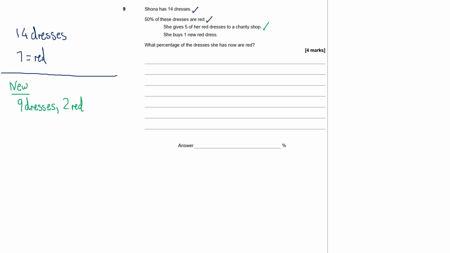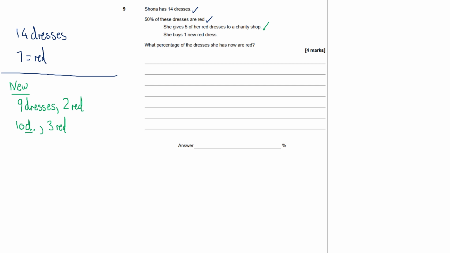And now the next one, she buys 1 new red dress. So what happens if she buys 1 new red dress? Well, then she's got 10 dresses in total. I'll put D for dresses. D for dresses, yep. And then that means that 3 are red. So let's just recap on this journey that Shona's been on here. It's very charitable of her to give some dresses away. So she started off with 14. Then she gave 5 away, so she's got 9. Then she got a new one, which means now she's got 10.